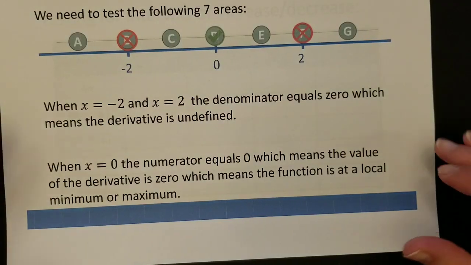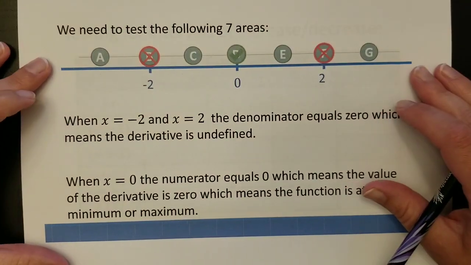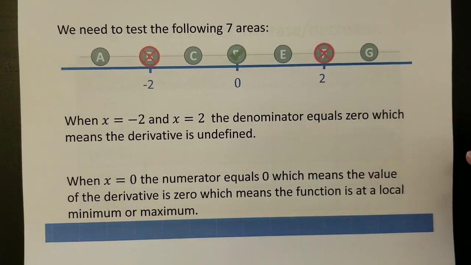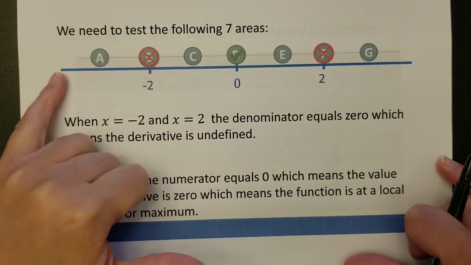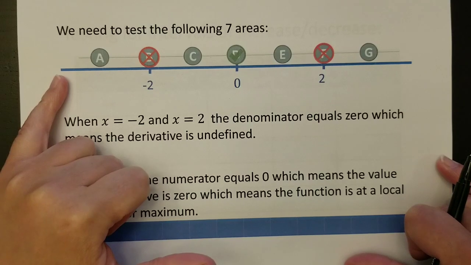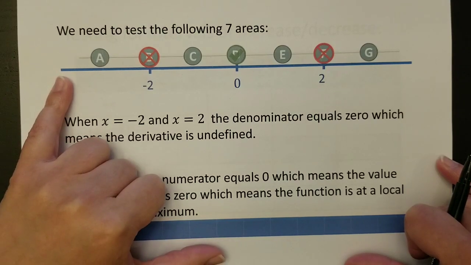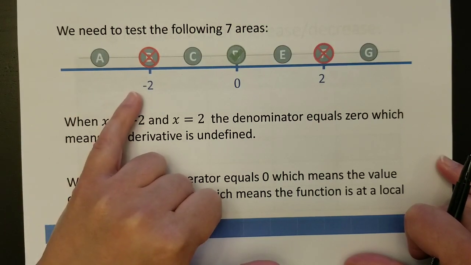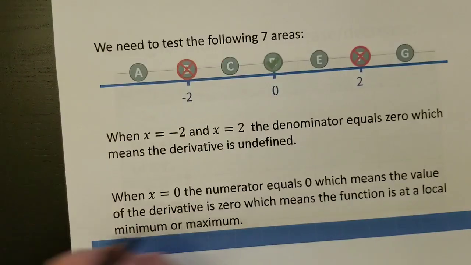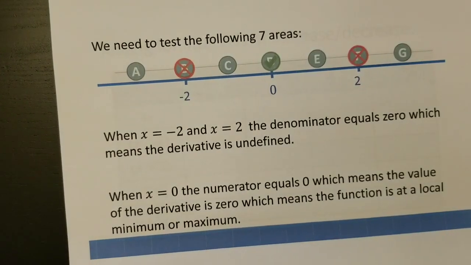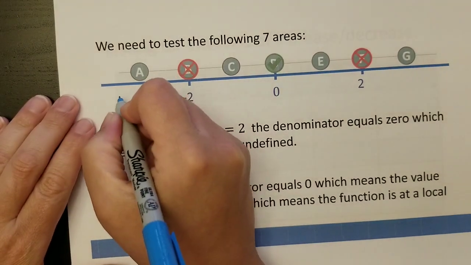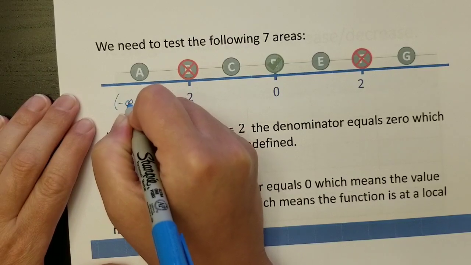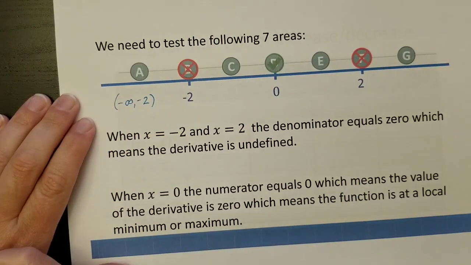I'm going to take those critical numbers, and I've set them on a number line so that we can see the different areas here. We're going to have one segment of this function for everything to the left of -2 on the number line, so from -∞ to -2. I'm just going to put on these intervals using interval notation. So interval A is from -∞ to -2.